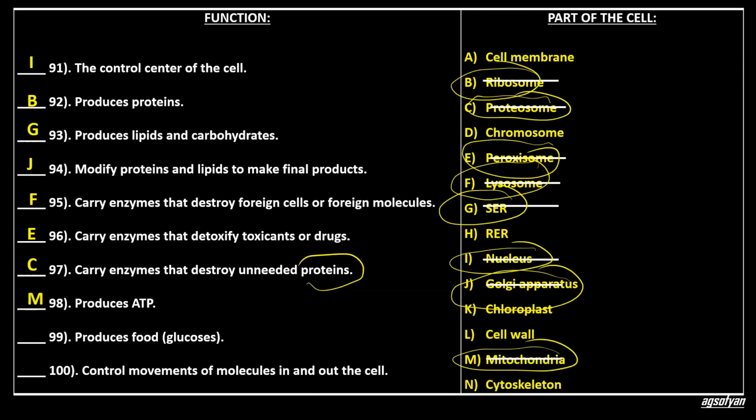The organelle that produces food or glucose. So these ones will be in the plants only, with organelle that has green color, which is the chloroplast. Last one, control movement of molecules in and out of the cell. So part of the cell that controls movement of molecules in and out of the cell will be the cell membrane.